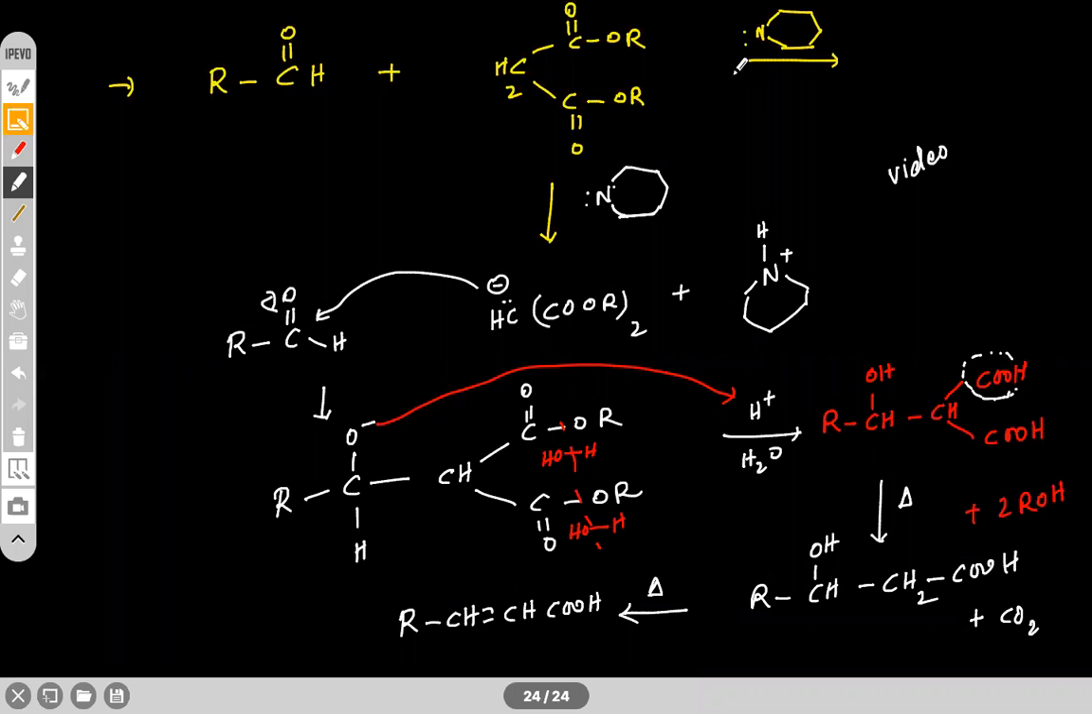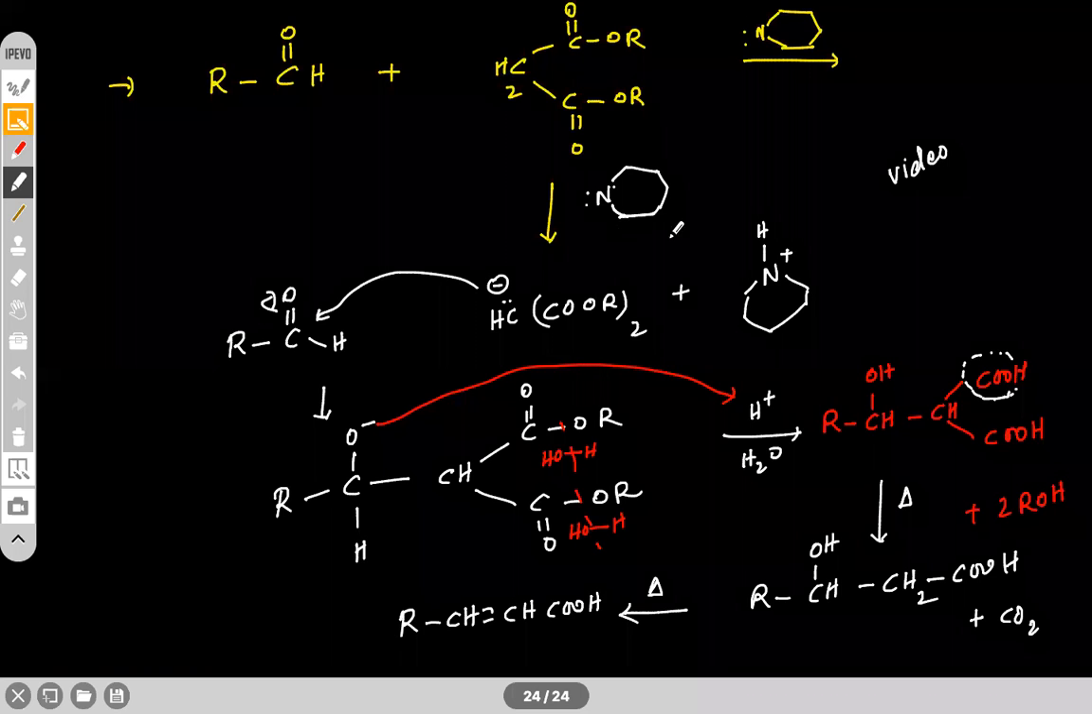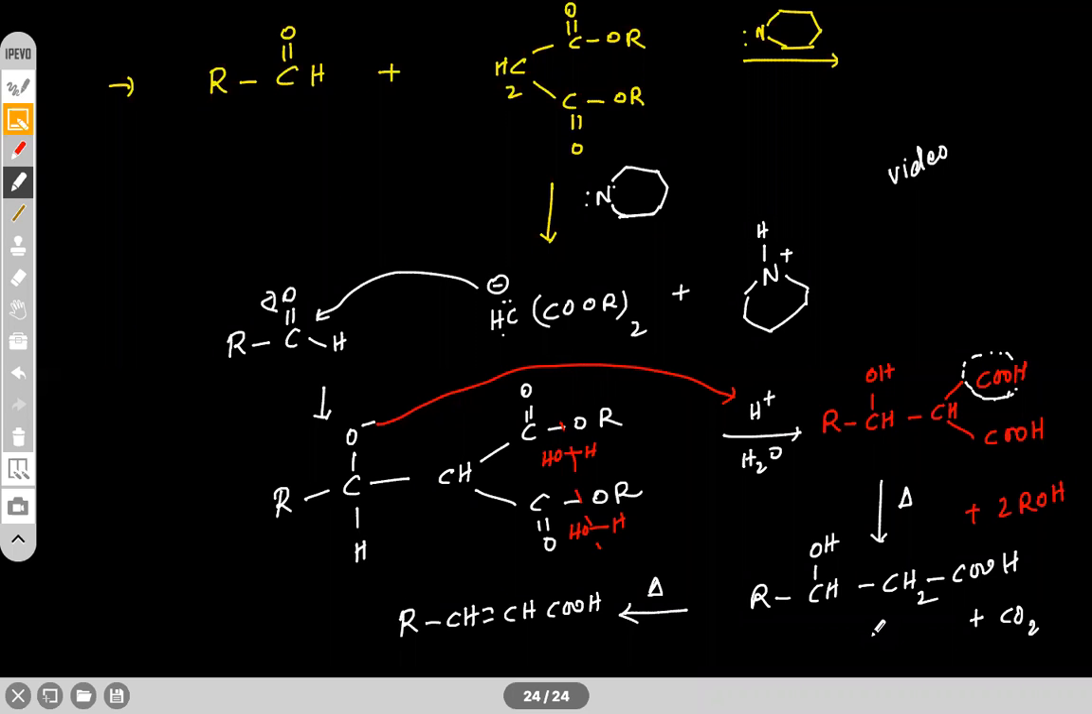Like you see, pyridine, a base, we have, right? And this hydrogen is acidic because of 2 electron withdrawing groups. So obviously this base will take this H plus out and forms the nucleophile. It attacks this, and then after this it is simple. Copied?